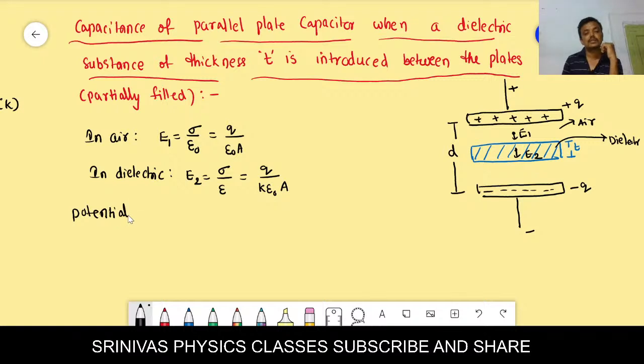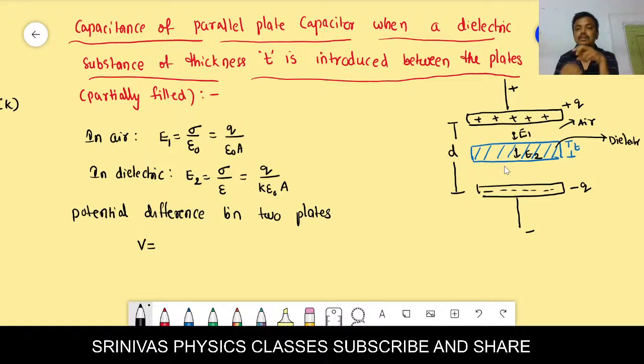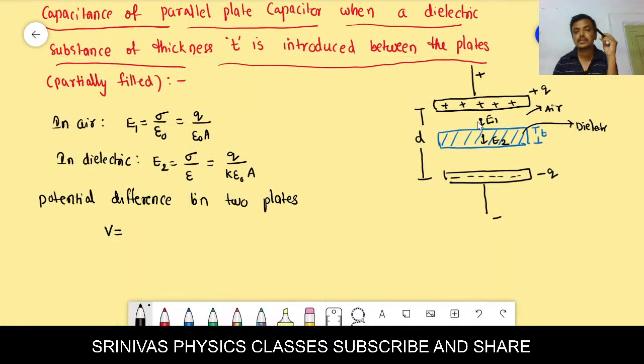I want the net potential difference between the plates. How do we find the potential difference? It is very important. We can find it directly from the previous derivation, where there is a little amount of air and a little amount of dielectric. At that moment, the potential difference we write is V1 plus V2.